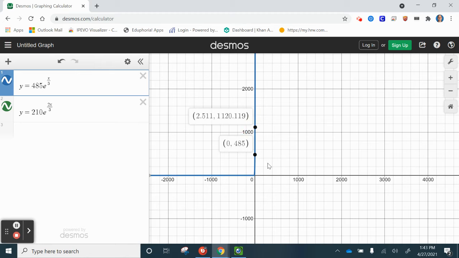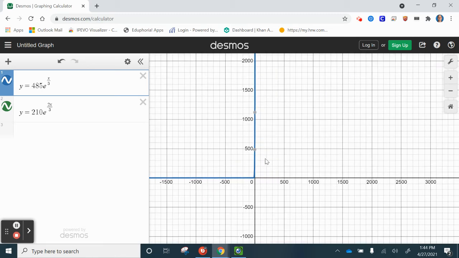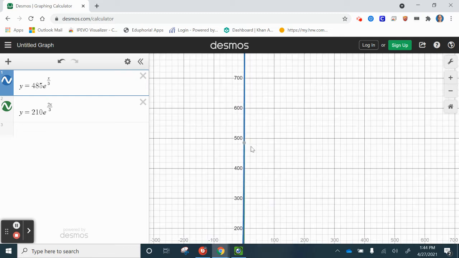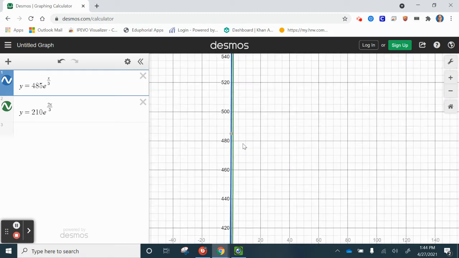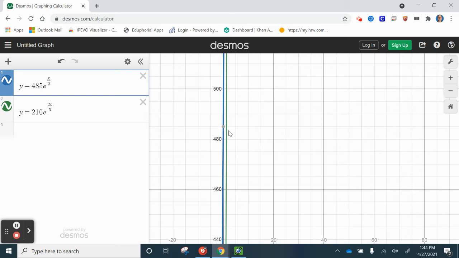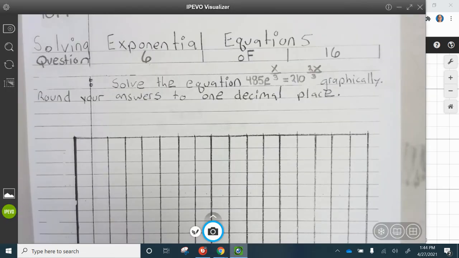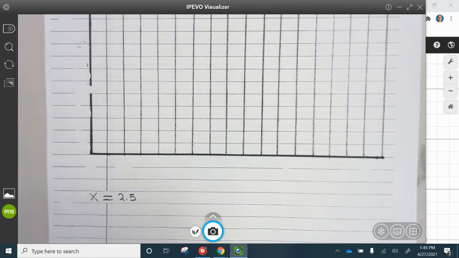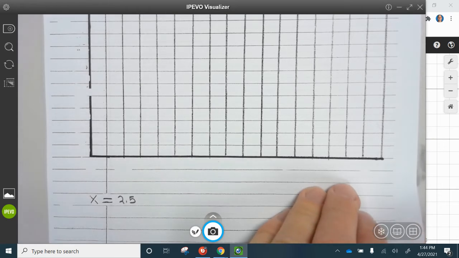All right. Now, that 0 more than likely is your y-intercept. Here looks like where the points intersect, so that's going to be 2.5. So x equals 2.5. And you can zoom in here, and you can see that at that point they don't intersect. So we know x equals 2.5 is our solution. Okay. All right, let's take a look at the next question.